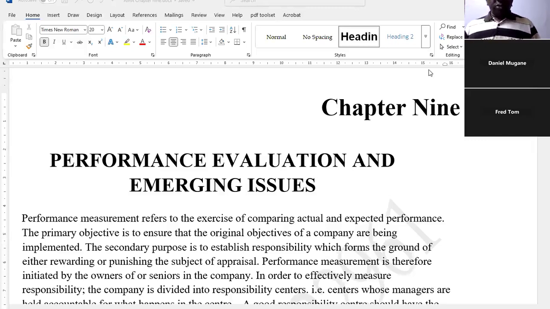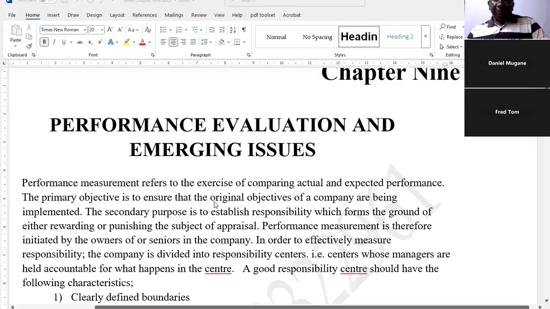So this topic is called performance evaluation and emerging issues. It is an extension of standard costing and variance analysis. Remember standard costing, we were comparing the standard costs and the actual costs. And we said standard cost is what is expected to be incurred or to be achieved under normal circumstances.